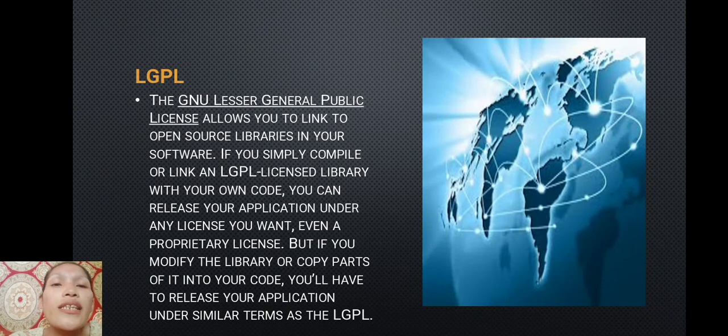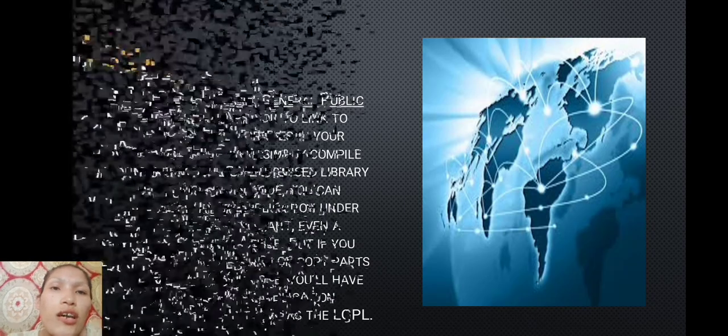And the third one is the LGPL, called the GNU Lesser General Public License. It allows you to link to open source libraries in your software if you simply compile or link an LGPL licensed library with your own code. You can release your application under any license you want, even a proprietary license, but if you modify the library or copy parts of it into your code, you'll have to release your application under similar terms as the LGPL.